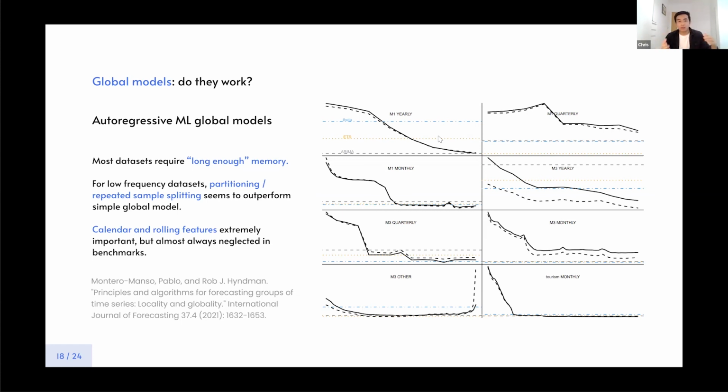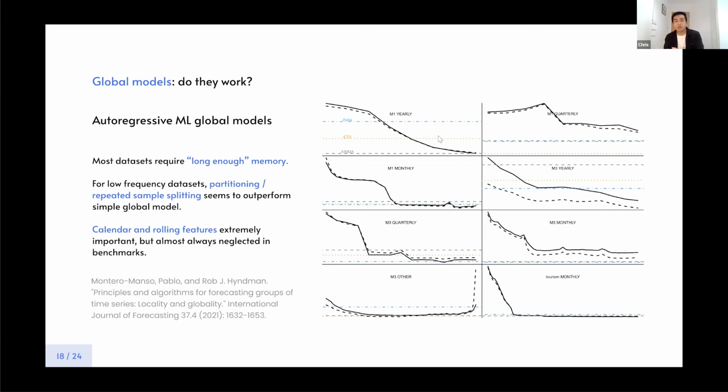A few other points to notice. For a few low frequency data sets, so you look at the M3 yearly, Hyndman also tested repeated sample splitting. So essentially what they did is they fitted the global model many times across segments of the panel data, and then ensembled it together. And it seems to outperform the simple global model. Why this is the case, more research is probably needed.